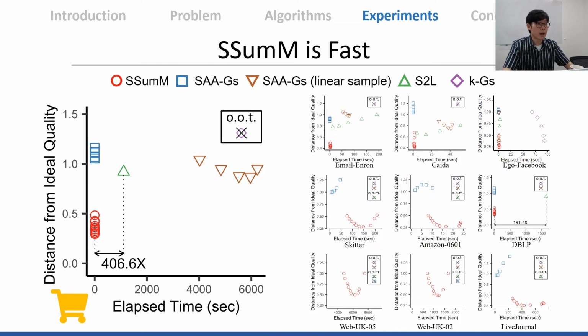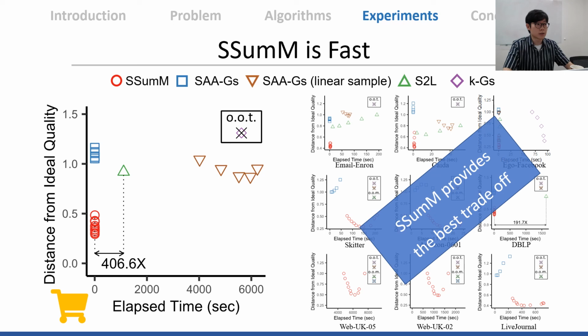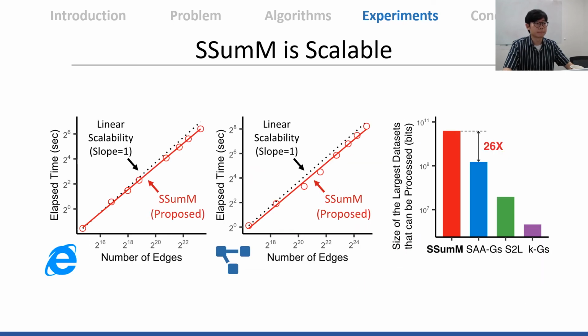We compared SSumM and its competitors in terms of speed and the quality of summary graphs. The quality of a summary graph is a metric for evaluating the quality and size at the same time. As shown in the figure, SSumM gave the best trade-off between speed and the quality of the output summary graph. Specifically, SSumM was up to 406.6 times faster than the competitors with outputs of better quality. In all datasets, SSumM consistently provided the best trade-off between speed and quality.